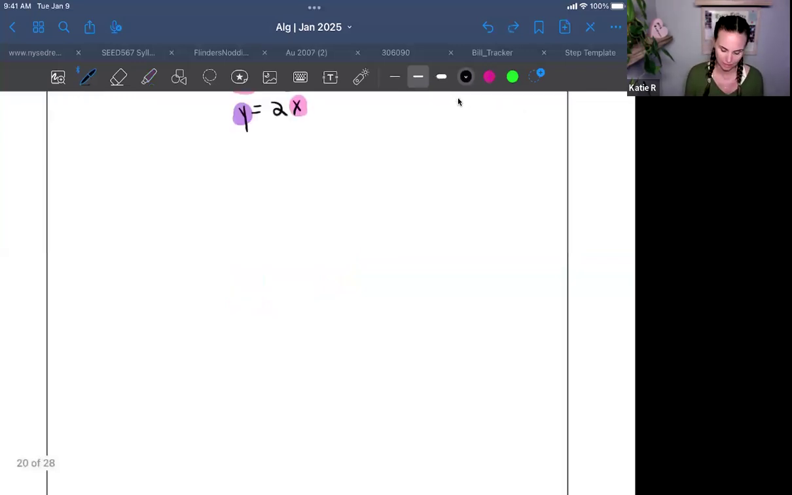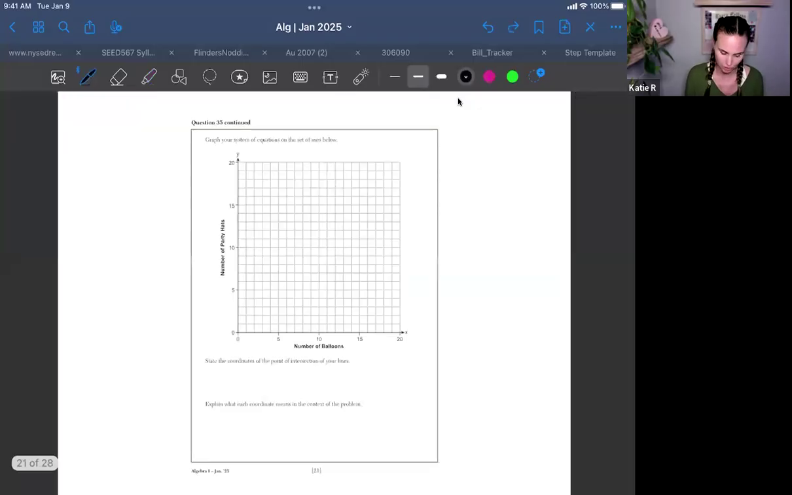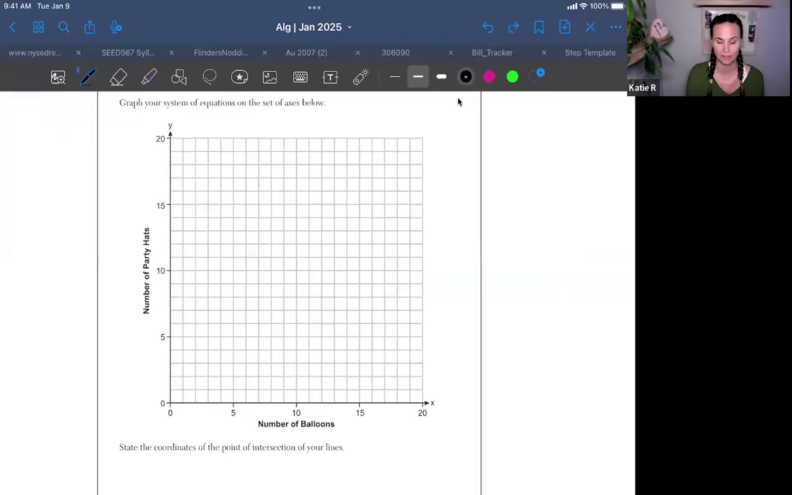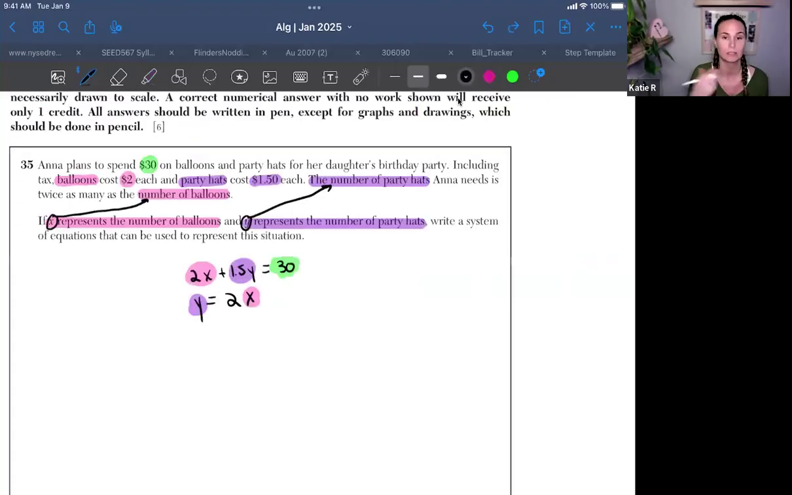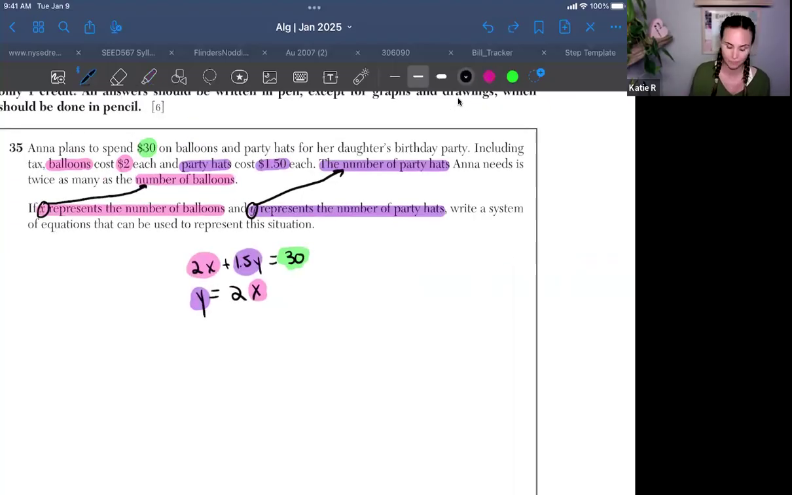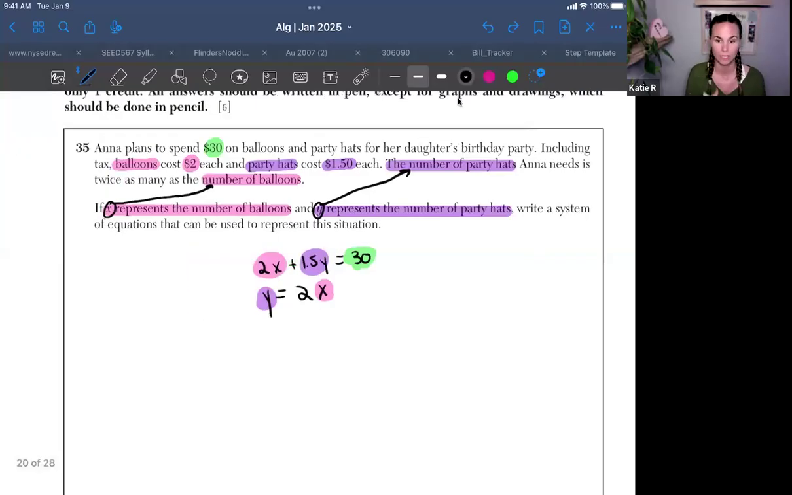So I know that in the next part of the question, I'm going to have to graph them. So in order to avoid wasting energy and brain power, I'm going to make it so I can graph them. And then I'm going to solve them by graphing. I don't need to do any extra work.